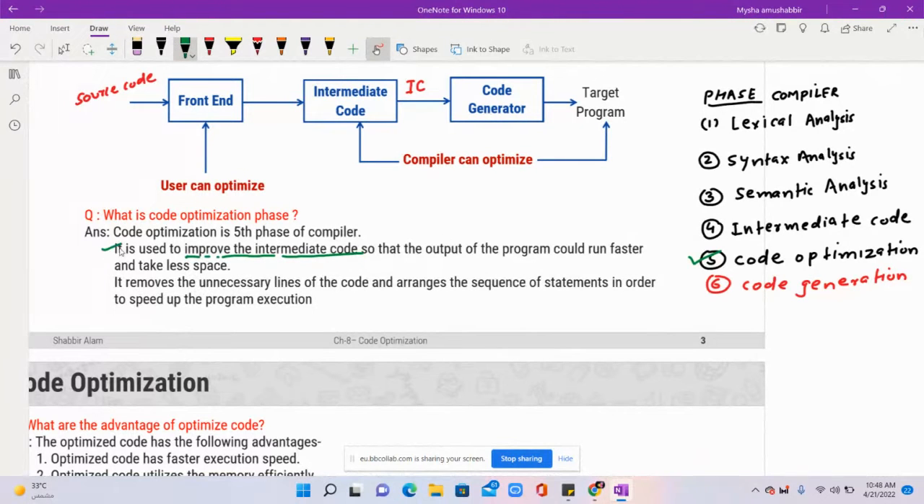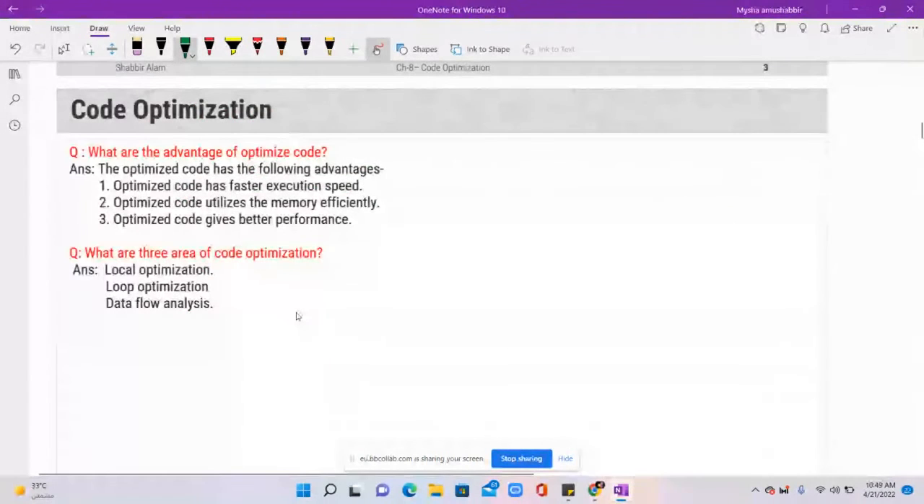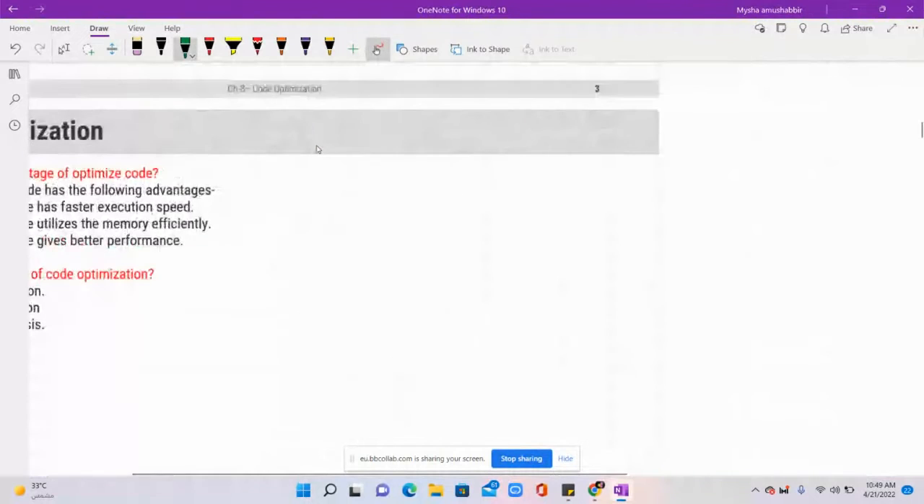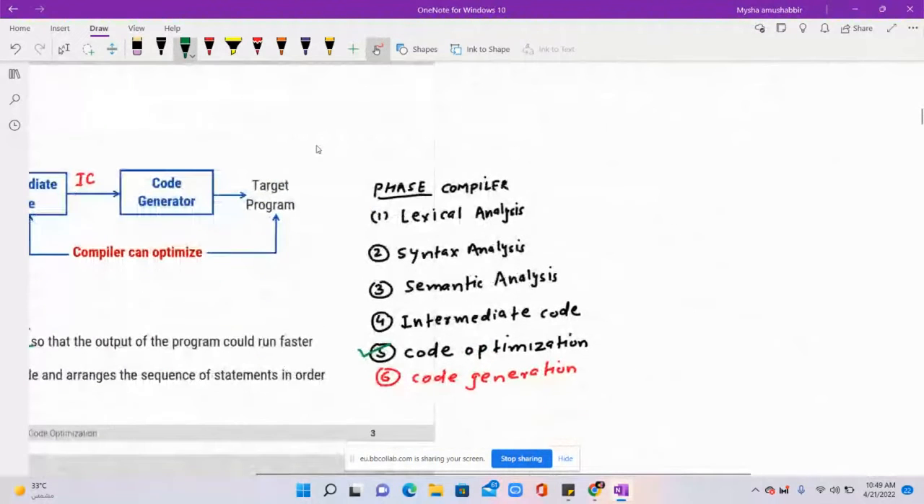Third point, it removes the unnecessary lines of the code and arranges the sequence of statements in order to speed up the program execution. That means code optimization removes the unnecessary lines of code to make the program faster. Now, what are the advantages of optimized code? Okay, the output of this is what? See, I will write here.